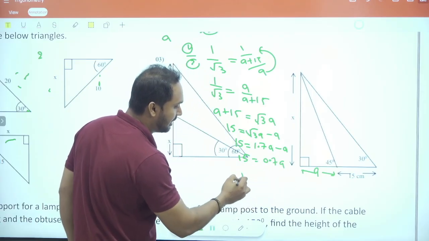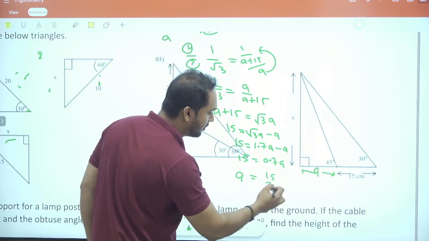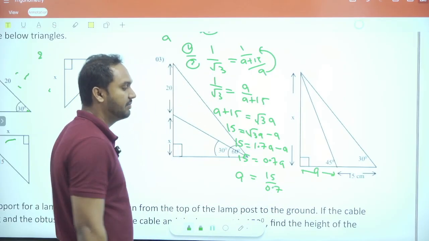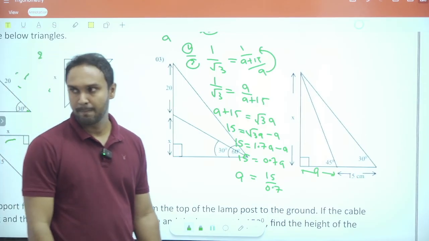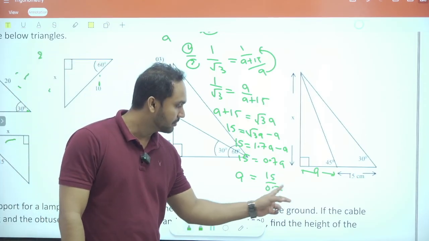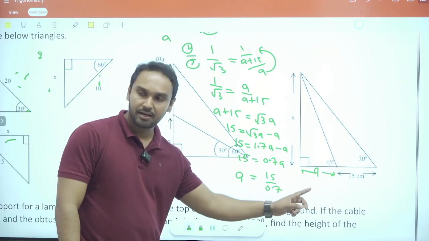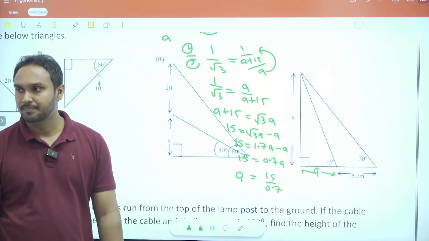Now you have to isolate a. A equals 15 over 0.7. That will be 150 divided by 7. Yes, because if I multiply both the bottom and the top by 10, that will be 150 over 7.